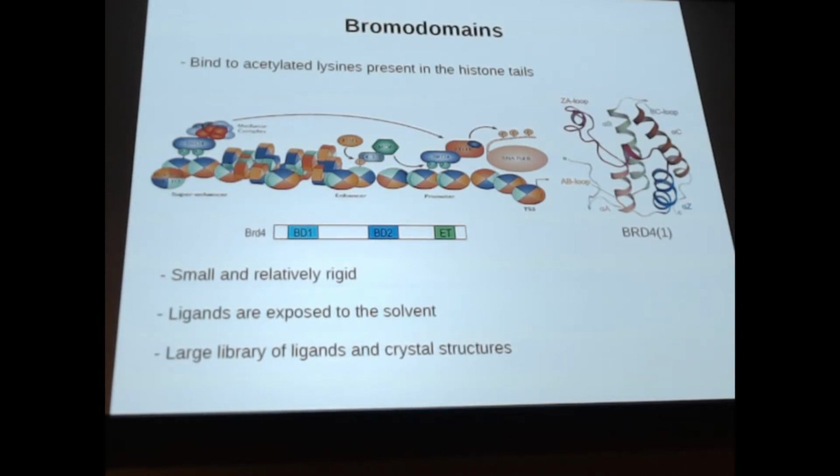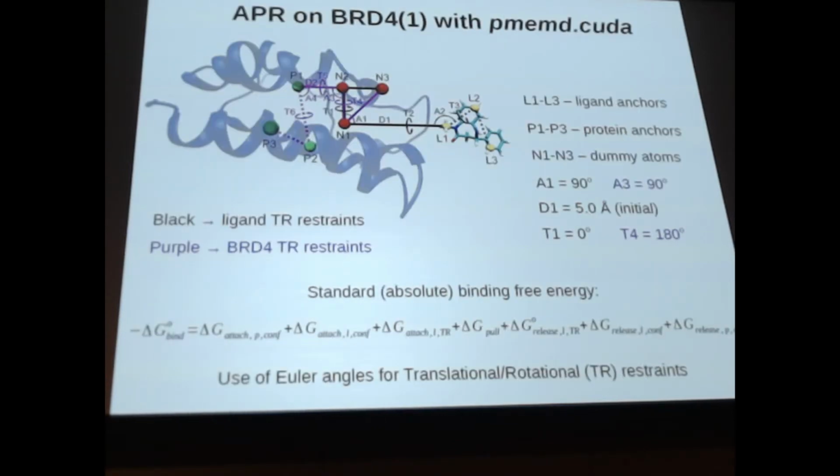So what we do, the APR is actually an umbrella sampling method. If they're exposed to the solvent, you don't have steric clash effects when you pull the ligand out to the solvent. And there are also hundreds of crystal structures with different ligands bound to this bromodomain. So they also provide a great testing ground for this method, to see how far we can go, and whether we're able to not only calculate binding affinities, but also perform a little bit better than docking programs, again using the high performance simulations.